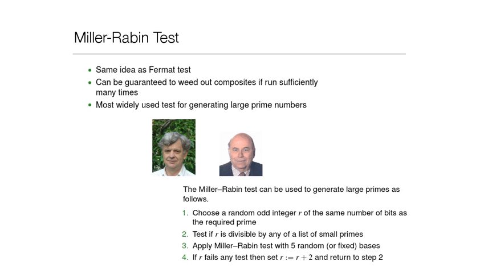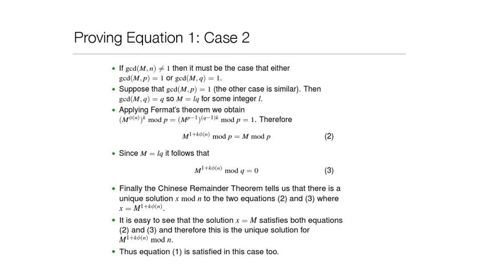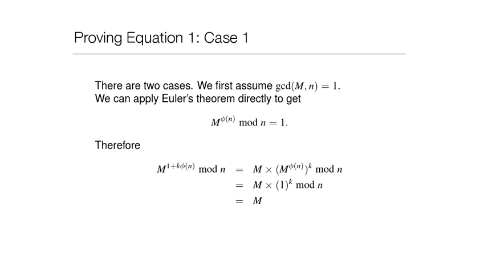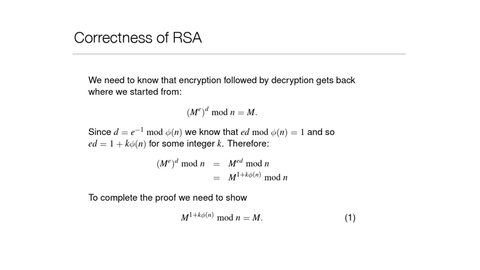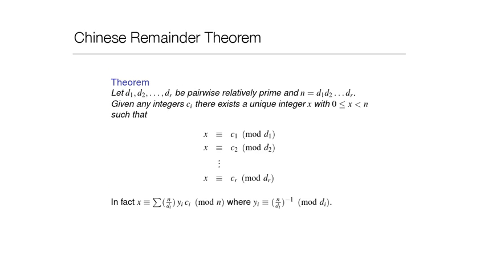Anyway, we have discussed finally how RSA works, and then I skipped the discussion about how to prove the correctness of RSA. I leave it for you if you are really interested in understanding that. And then I think it's better to have a little bit of discussion about the Chinese remainder theorem and how we can apply it to the RSA scheme.